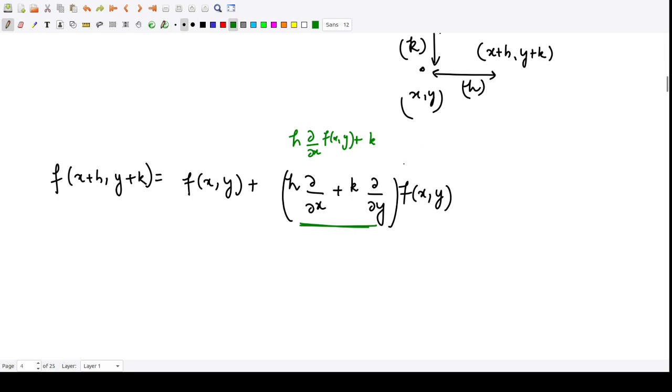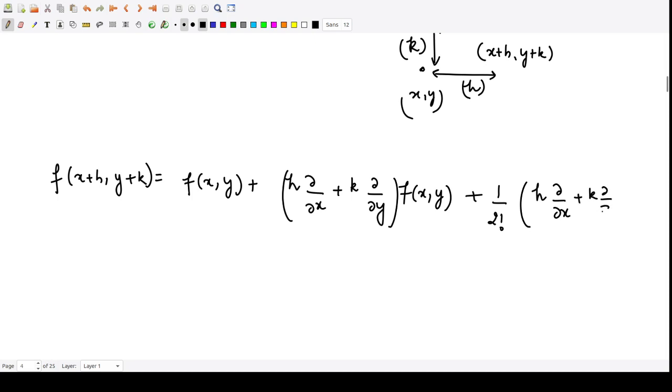Once you write it in this form, we define the next term. The next term is defined like this: plus 1 by 2 factorial, then the square of this quantity, h into del by del x plus k into del by del y, whole square, applied to the function f of xy, plus 1 by 3 factorial, the cube of this quantity.